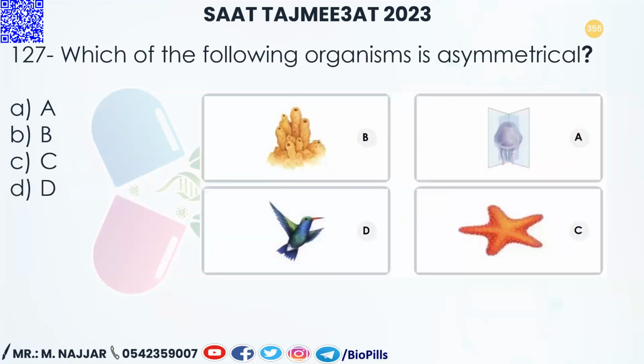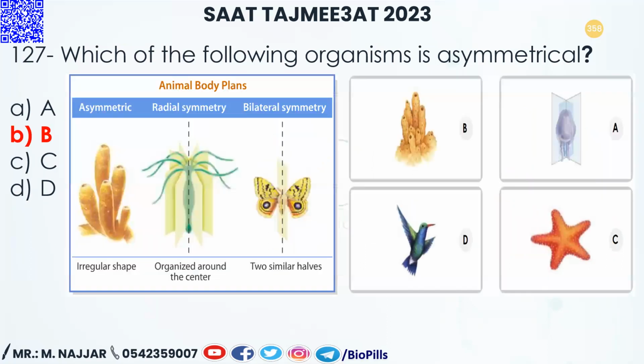Which of the following organisms is asymmetrical? A means not, so it has no symmetry. Sorry, I know worms are disgusting. It's B, sponge. No, sponge. A has radial symmetry. This is the jellyfish.